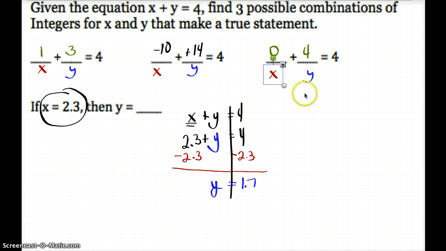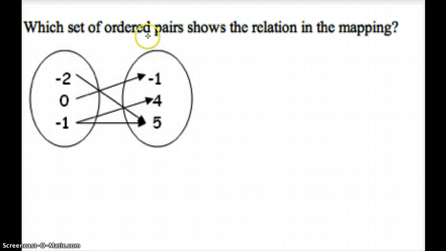So I can rewrite this equation, x plus y equals 4. I know my x value is 2.3 and my y value is 1.7. That will equal 4. Again, a little additional practice.